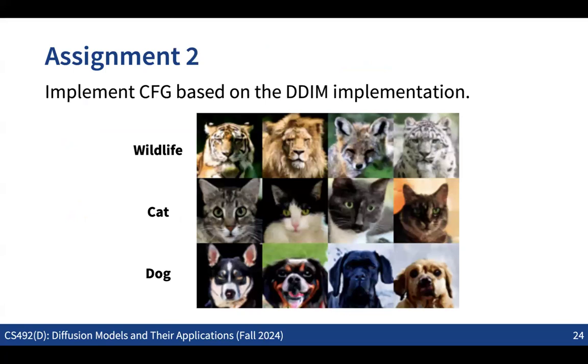So as you can see, assignment 2 will be about converting your DDPM code into DDIM, running the DDIM reverse process, and also implementing the CFG, this conditional generation, taking these three types of image labels. That will be assignment 2.